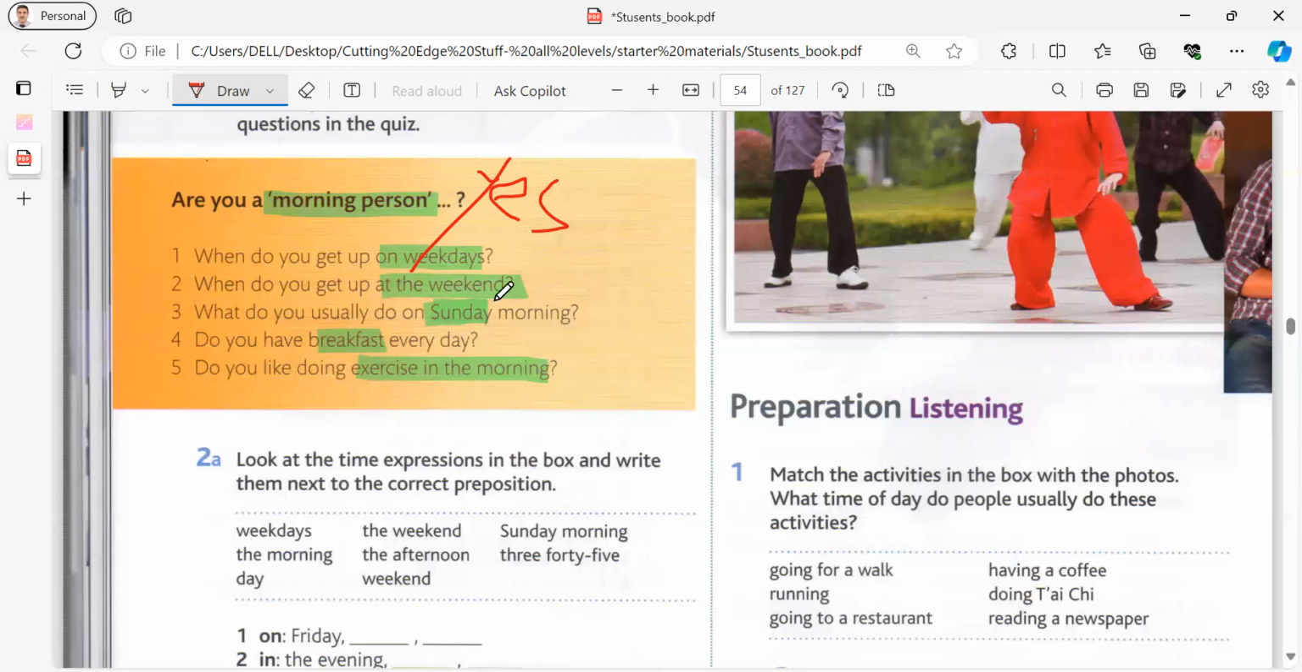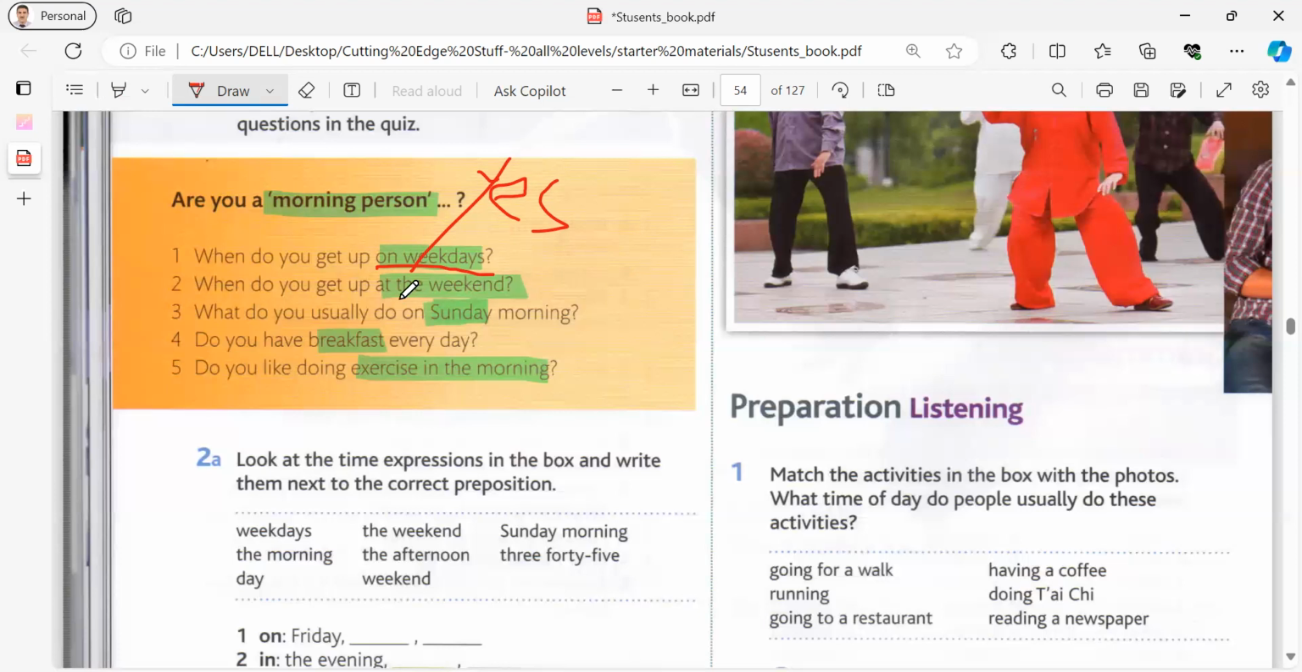When do you get up on weekdays? You get up at 6 o'clock on weekdays. Please give me a full sentence. Yes, I get up at 6 o'clock on weekdays because I go to school. I start early because I go to school at 6:30, for example.